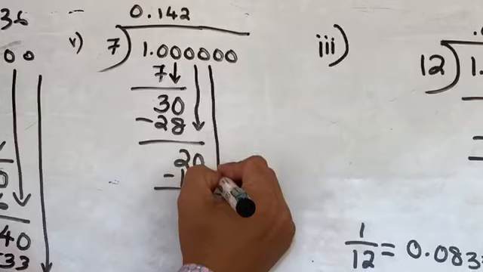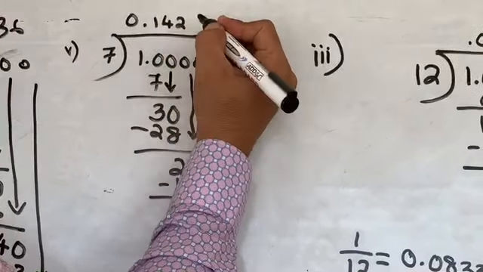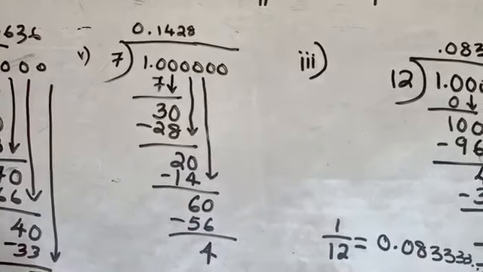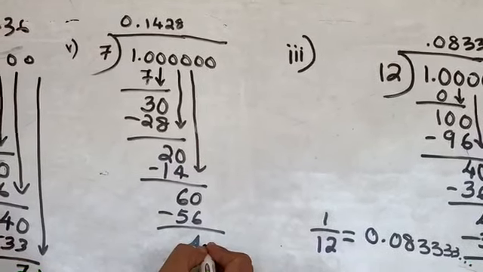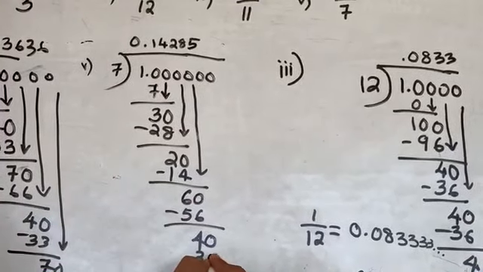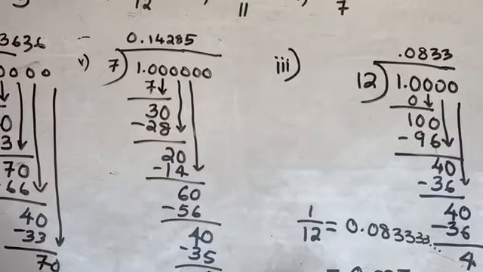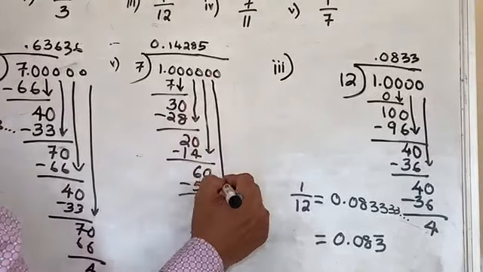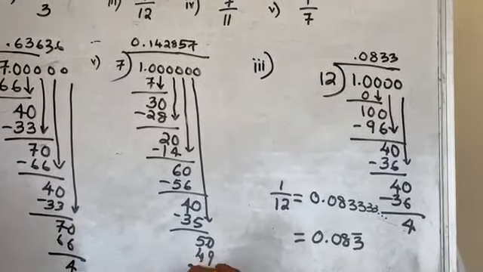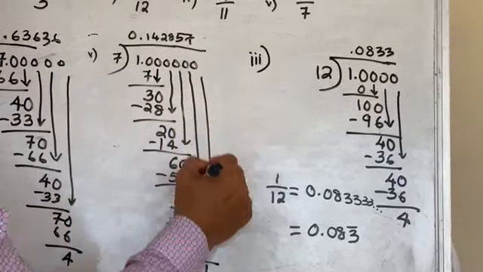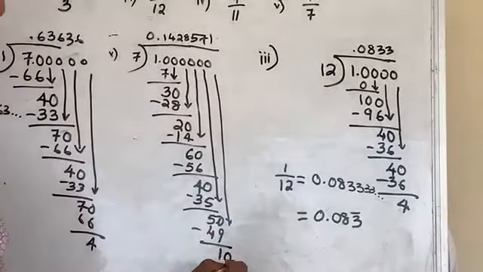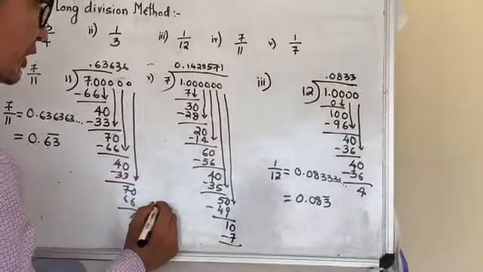Then bring down a 0, making 60. 7 8 times is 56, subtract, the answer is 4. Bring down 0, making 40. 7 5 times is 35, subtract, the remainder is 5. Then bring down 0, making 50. 7 7 times is 49, the remainder is 1. Bring down 0, making 10, and 7 1 time is 7, and so the pattern repeats.